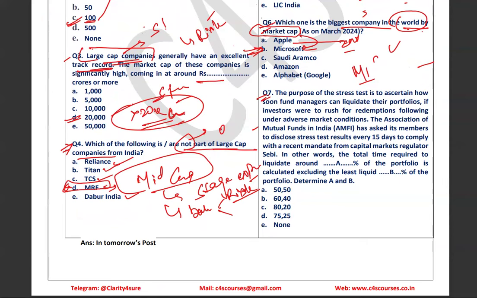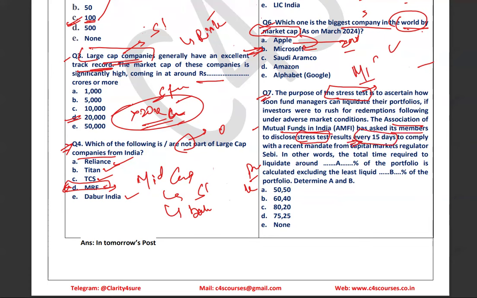Question number 7. It is about the stress test. What is this stress test? It is the potential of a company to liquidate its shares, its assets. So this is the stress test. The Association of Mutual Funds in India has asked its members to disclose the stress test every 15 days. This is the compliance associated with SEBI, that every fund needs to disclose its stress test.